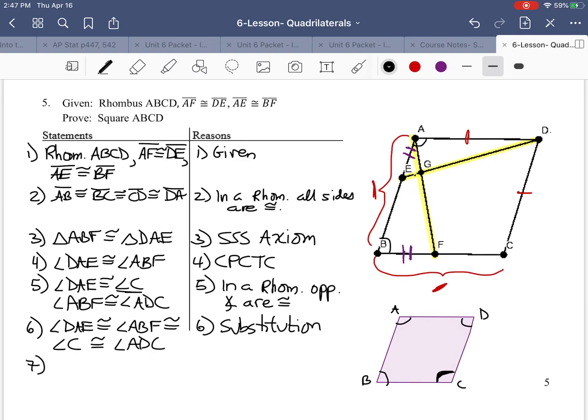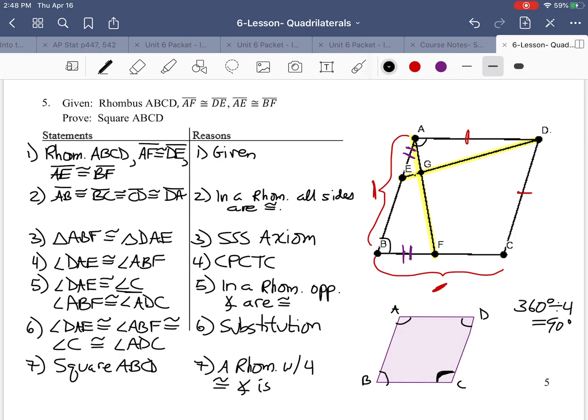All right. So, since all four angles are congruent and you have 360 degrees to play with, 360 degrees divided by four congruent angles, each one has to be 90 degrees. All right. So, we now know that we're dealing with a square, ABCD, and that's because a rhombus with four congruent angles is a square.